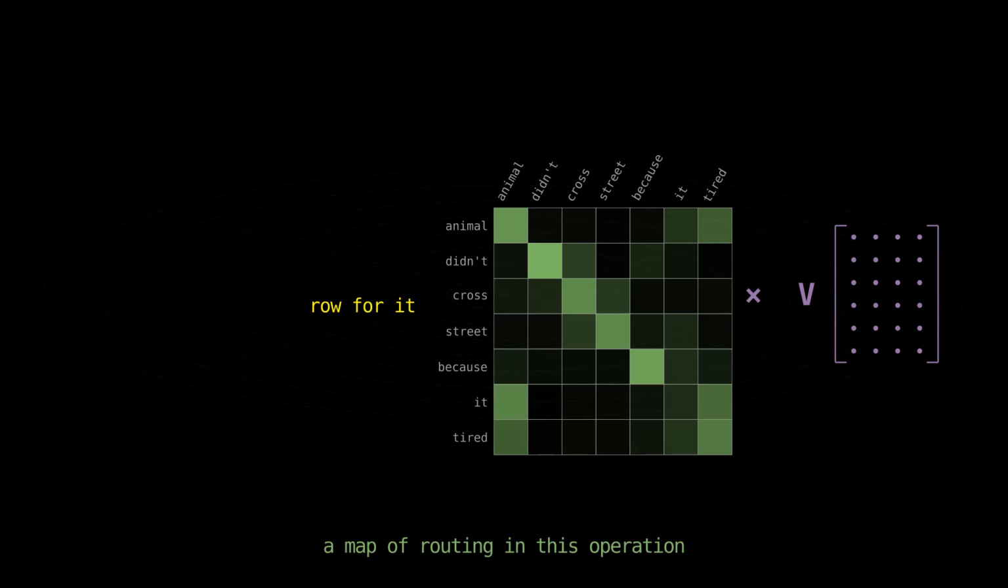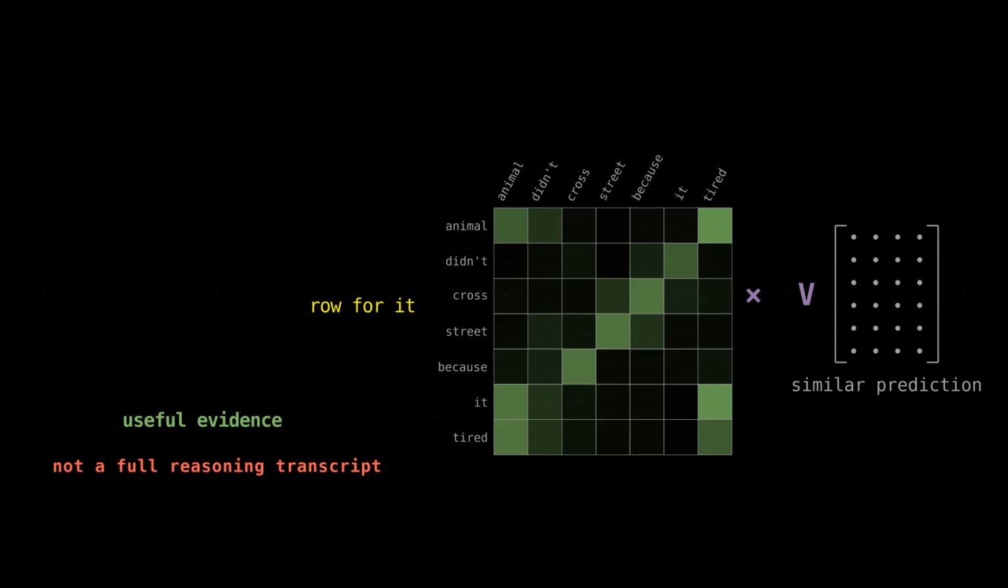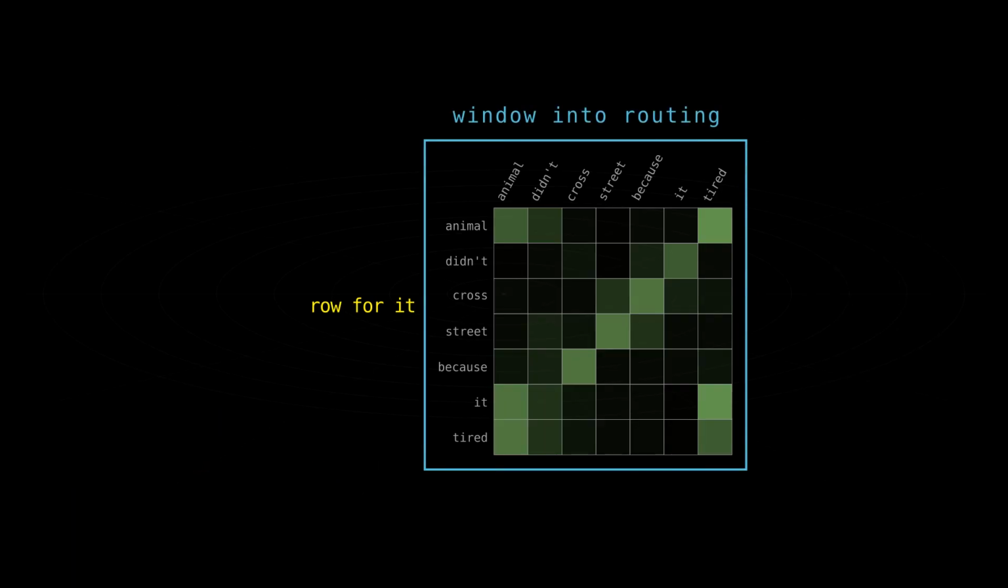The grid can look like a map of which tokens influence which outputs in this one operation. It is useful evidence. It is not a full transcript of the model's reasoning. Researchers have shown that attention weights do not always track other measures of feature importance, and very different attention patterns can sometimes produce similar predictions. A heat map is a window into the routing, not a complete explanation of the whole network.